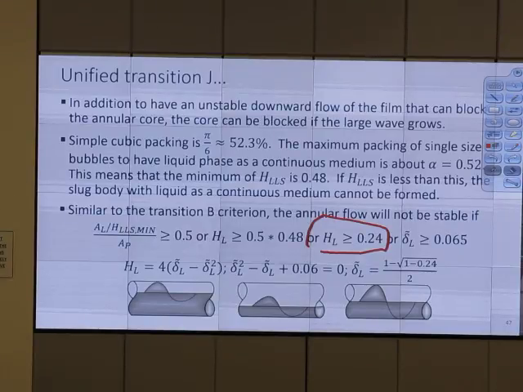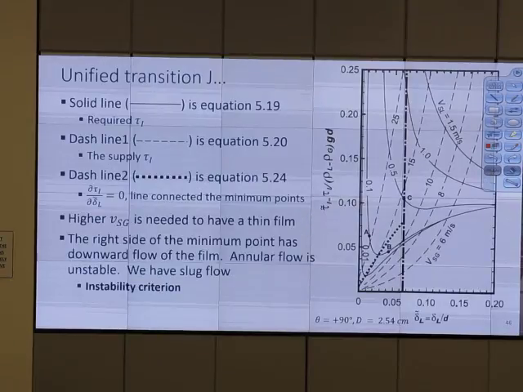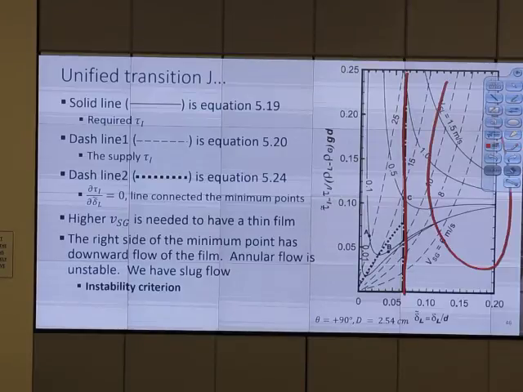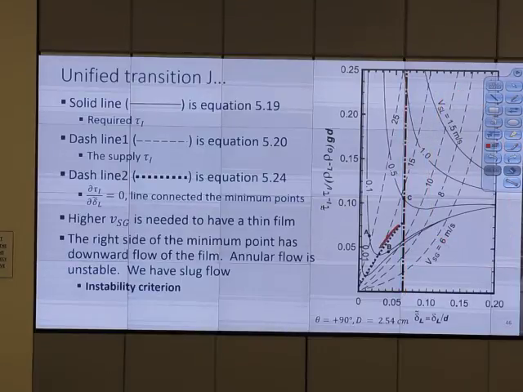So this means there's a certain thickness beyond which we cannot have stable annular flow. When we calculate holdup based on that film model for that thickness, we get 0.065. So this vertical line is 0.065. If we are over here, at the right side of the minimum point, it's not annular flow. The film flows backward and we don't have stable annular flow.